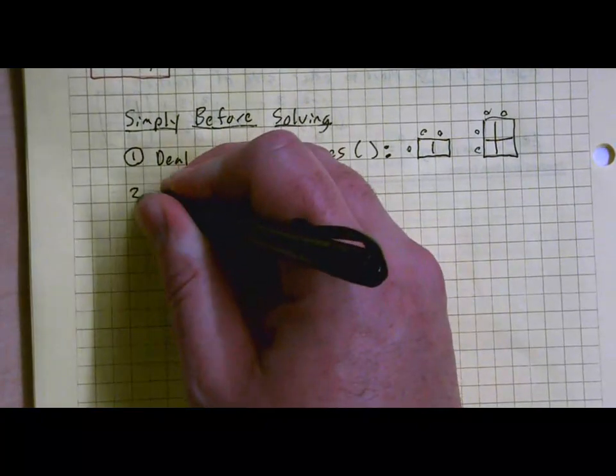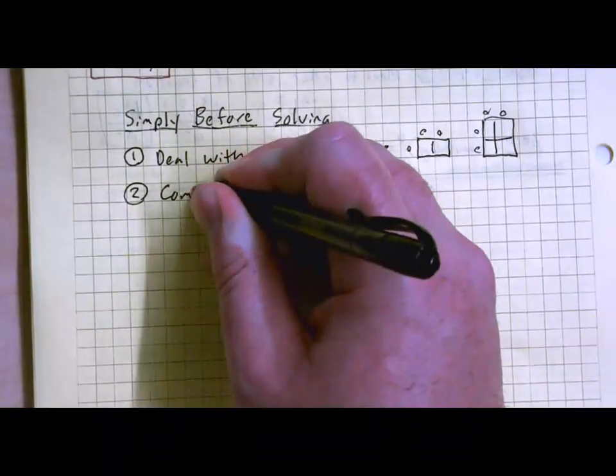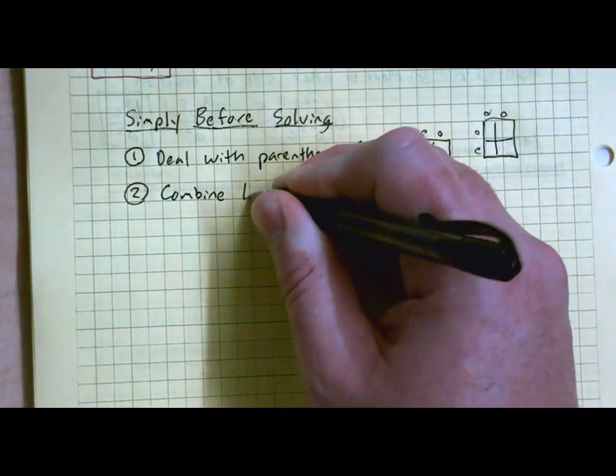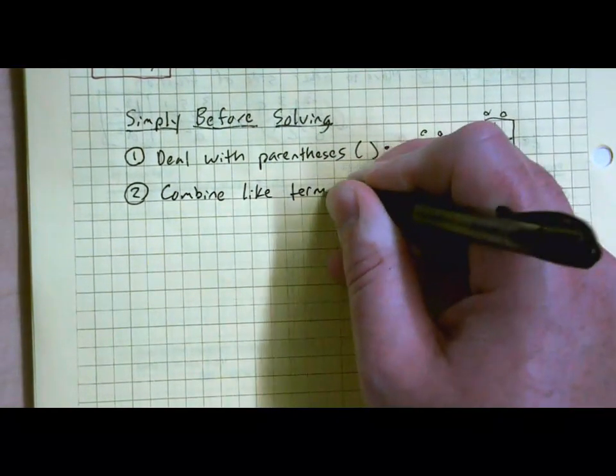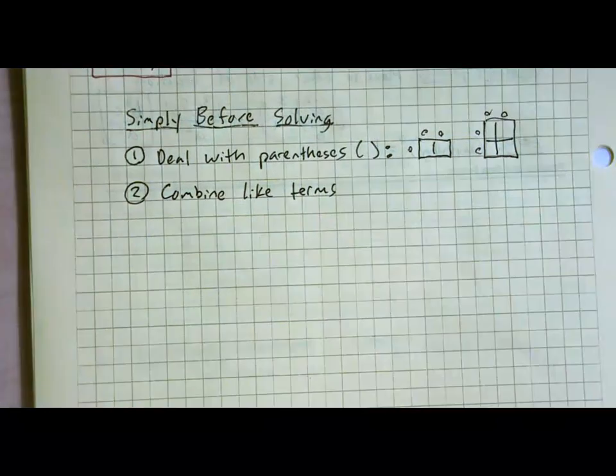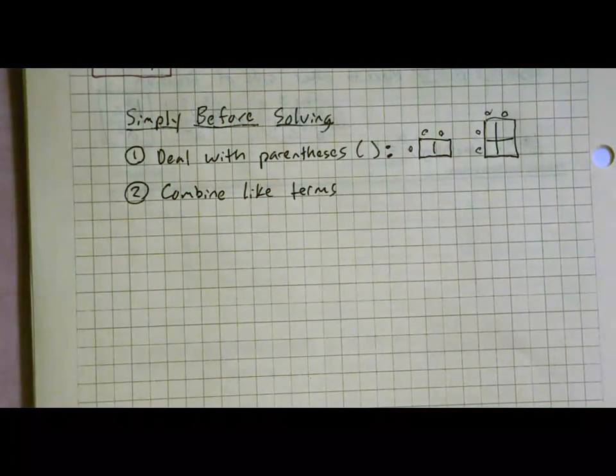Step 2, combine like terms. After you've gotten rid of all your parentheses, you want to look and see, can we combine any like terms? Remember, you can only combine like terms if we're on the same side of the equation.